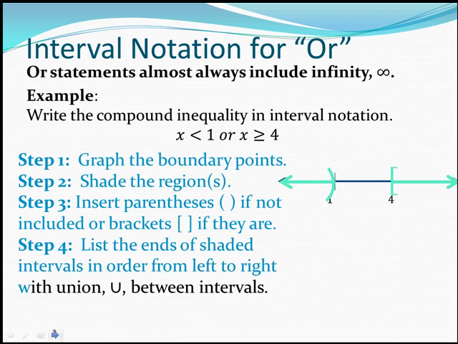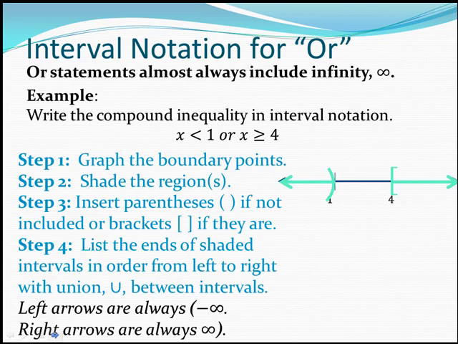We're going to list the ends of the shaded intervals in order from left to right and put a U in between them. That U represents the word union, uniting the two sets together. Keep in mind that left arrows are always denoted by parenthesis negative infinity, and right arrows are always denoted by infinity parenthesis. So on the left arrow, we write parenthesis negative infinity.